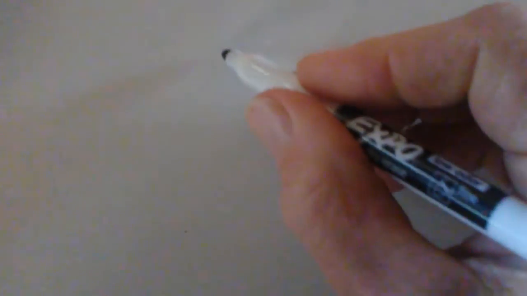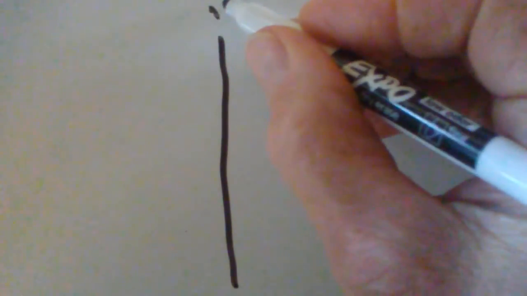So, let me show you a little bit down here what they're talking about. Let me use a marker. So, if this is our y-axis, and this is our x-axis, we're going to be looking at lines, right?